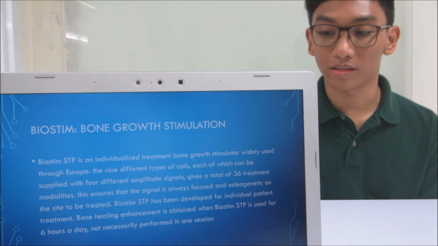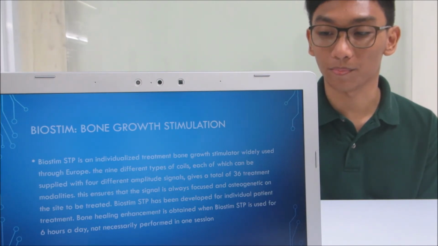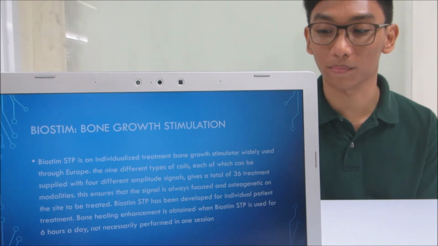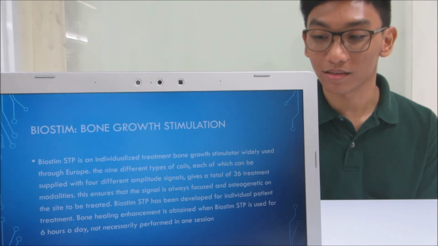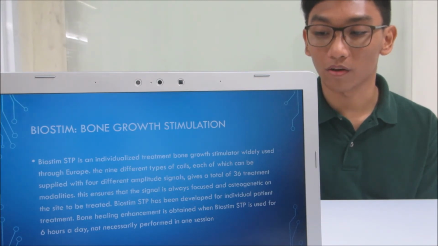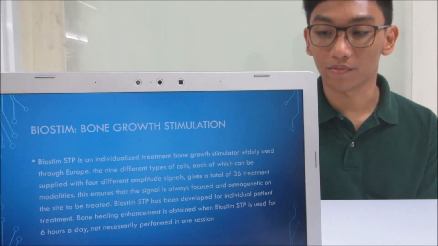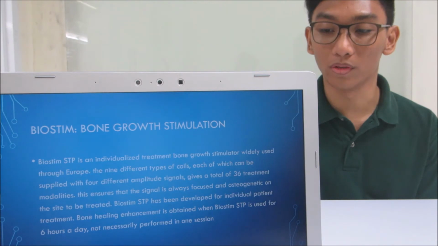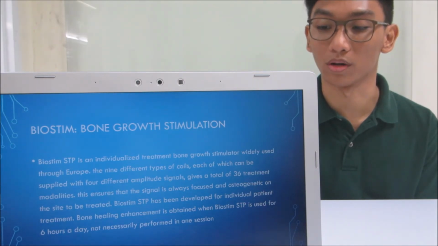BioStim STP is an individual treatment bone growth stimulator widely used throughout Europe. The 9 different types of coils, each of which can be supplied with 4 different amplitude signals, give a total of 36 treatment modalities. This ensures that the signal is always focused and osteogenetic on the site of the treatment. BioStim STP has been developed for individual patient treatment. Bone healing enhancement is obtained when BioStim STP is used for 6 hours a day, not necessarily performed in one session.